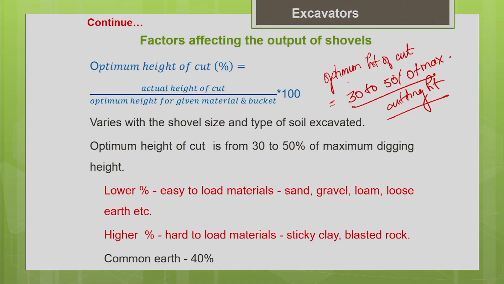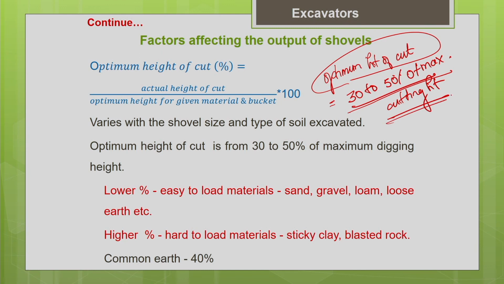Okay, so the optimum height of cut will be 30 to 50% of the maximum cutting height for the particular machine. Now, how to decide whether it is 30% or 50%? That is going to depend upon the material type. Say, if you are going to handle some easy flowing material like sand or loose earth, in that case, at 30% of maximum cutting height, I can easily fill the bucket.